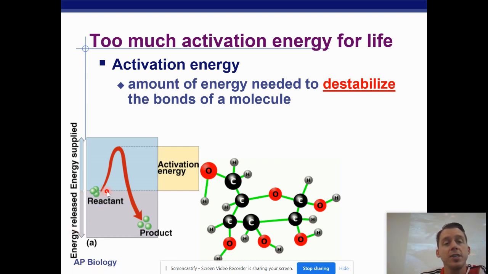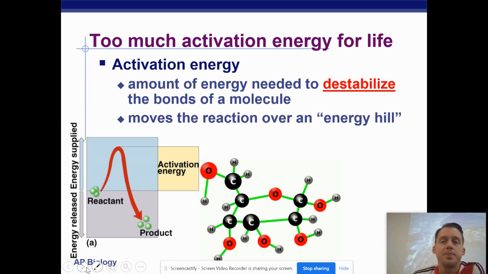So the activation energy is like this hill that we've got to go over to get to the product side. You may remember this from chemistry. Our reactants to our products is net downhill, right? But we've got to go over this hill before we can get there. We've got to overcome the activation energy first. So it moves the reaction over an energy hill.